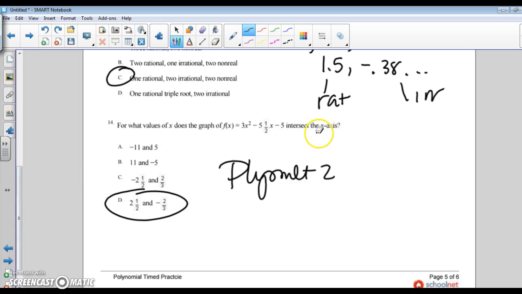Where does it cross? Intersect? PolySmalt. These are your answers. Just make this 5.5, and you can put it in.